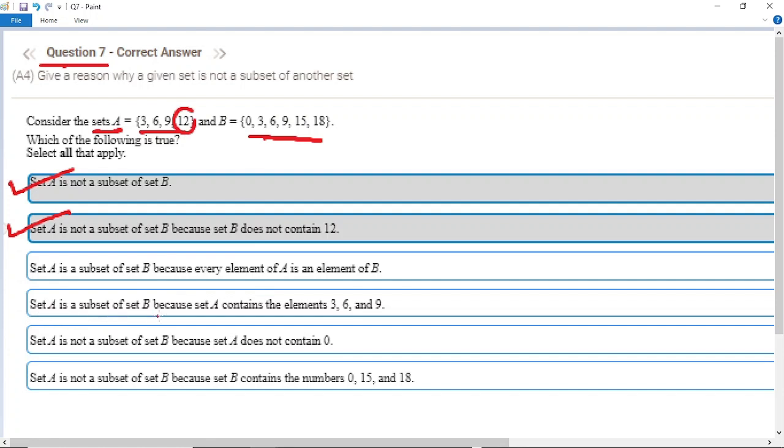Set A is a subset of B because set A contains the elements 3, 6, 9. Yeah, I have 3, 6, 9. But still there is 12. It's not there. So it's not a subset. Set A is not a subset of set B because set A doesn't contain 0. No. A is not a subset of B because 12 is not included in B. Set A is not a subset of B because set B contains the numbers 0, 15, 18. Does it mean anything? So that means the correct answers are the first answer and the second answer.